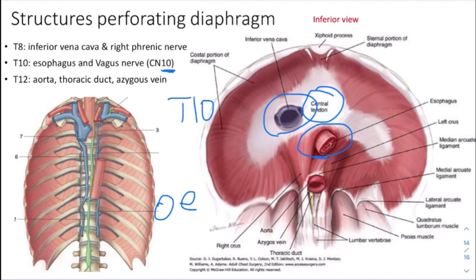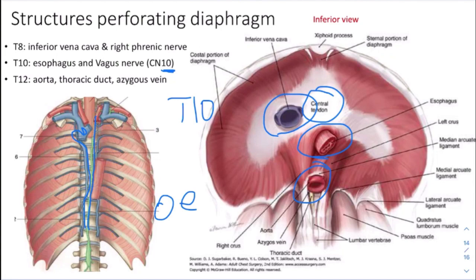Okay, so at the level of T12, you have three important structures that pass through the diaphragm, which include the aorta, the thoracic duct, and the azygous vein. So the azygous vein is right here, this vein right here, and then it dumps the blood into the superior vena cava. And the thoracic duct is the structure in green over here. It's part of the lymphatic system. It carries lymph.